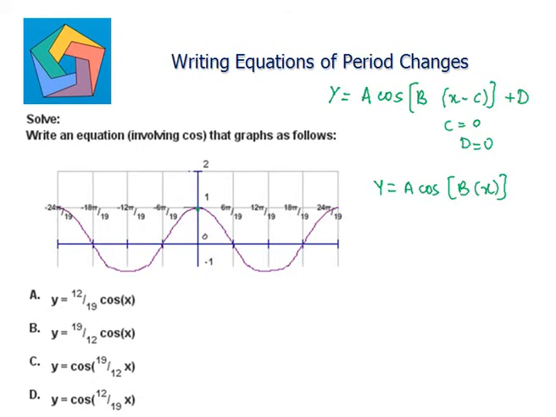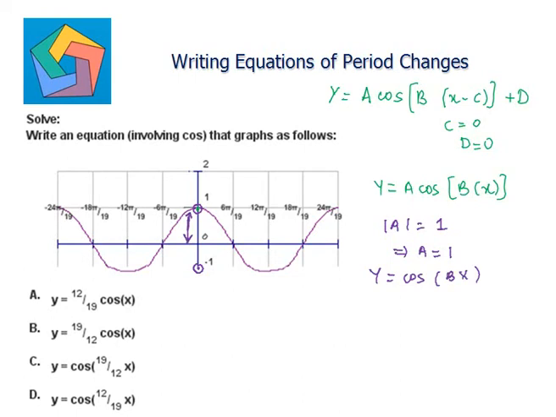So now we need to determine b and a. A is the amplitude here. Now amplitude means half the distance between the minimum and maximum points of the function. The maximum point occurs at 1 and the minimum point is occurring at negative 1. Half the distance means this distance, which is given by 1. So my amplitude becomes 1. So this implies a becomes 1. So y is equal to cosine bx.